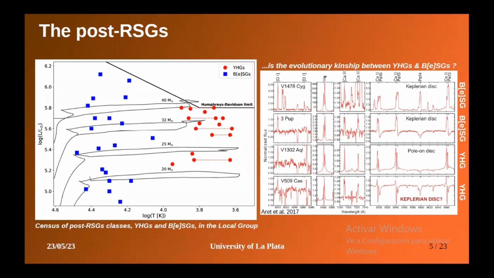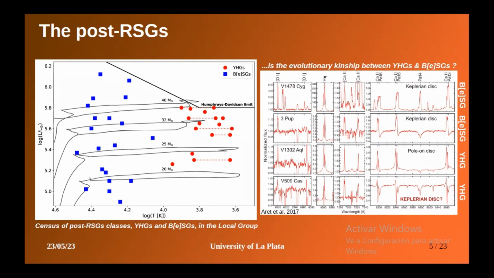This is a census that I made quite recently. The current status: these are the yellow hypergiants here, and for comparison I also show the B[e] supergiants, part of which are also believed to be post-red supergiants, or even post-main sequence. So we have a large population, but it is unknown where they come from. However, it has been proposed, from the similarities in appearance, that these may be the descendants of yellow hypergiants, but maybe they are not. The picture is quite complicated.